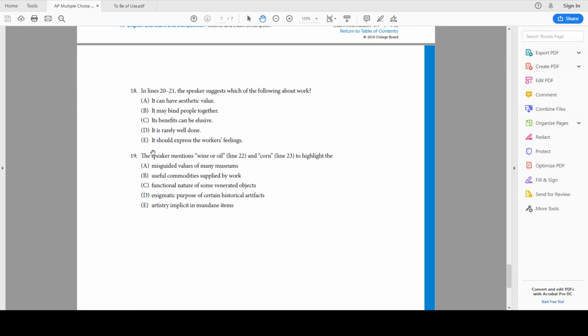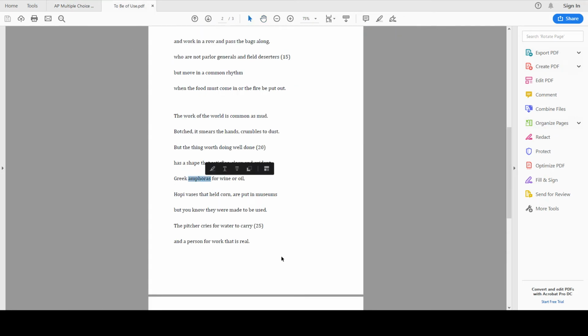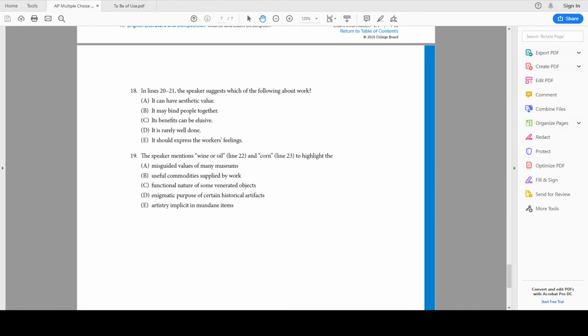Finally, we're almost there. Question 19, the speaker mentions wine or oil in line 22 and corn in line 23. To highlight, let's check it out. Greek amphoras, vocab test. What's an amphora? It's something that could hold wine or oil. Hopi vases that held corn are put in museums, but you know they were made to be used. Okay, so in this case, wine is something held within the amphora, corn is something held within the vase. So that's their commonality. It is mentioned to highlight the misguided values of many museums.